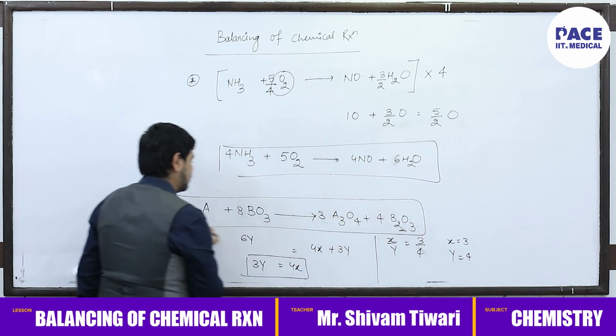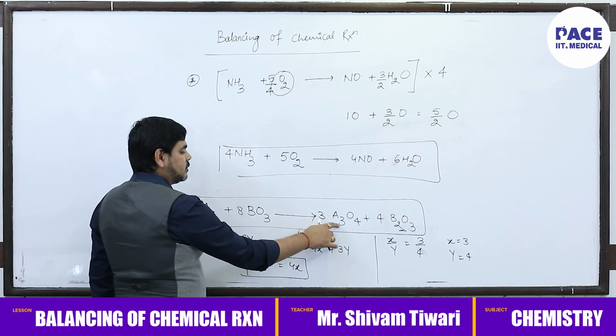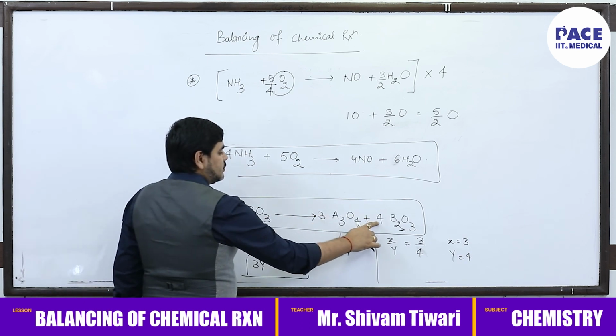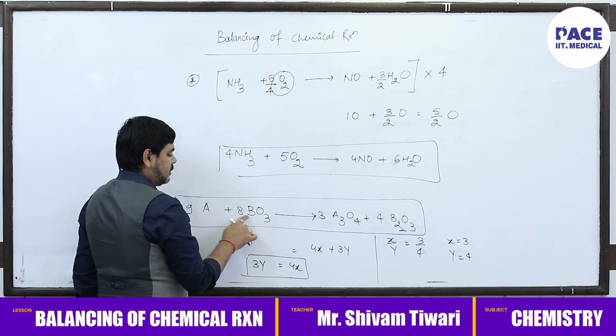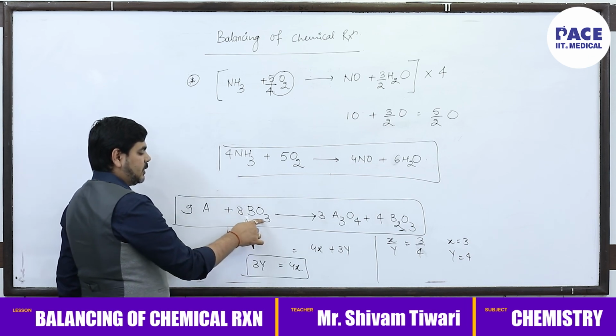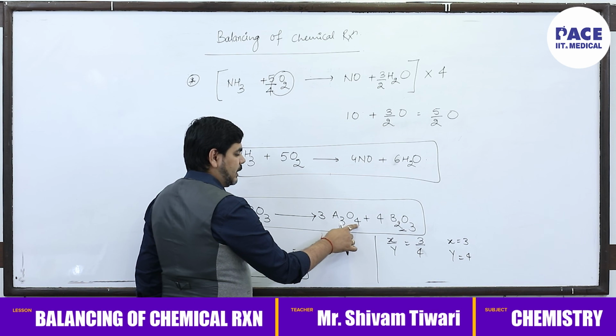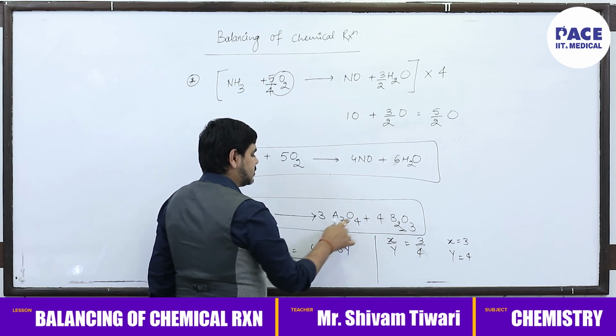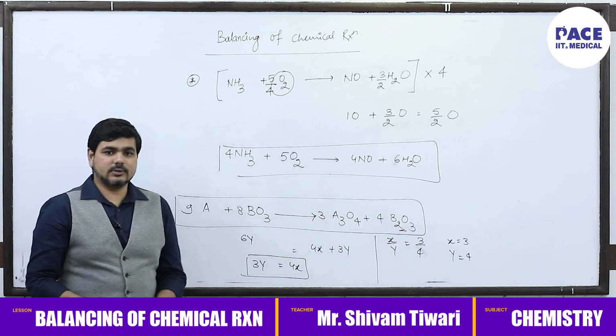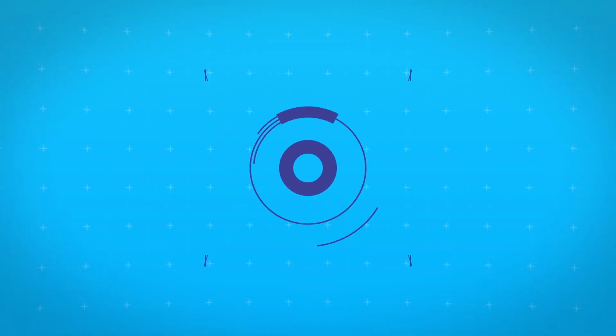So we are going to just cross check. 9A, 3 into 3, 9A, 4 into 2, 8B, so we can say 8B, 8 into 3, 24 oxygen. 3 into 4, 12, and 4 into 3, 12. 12 plus 12, 24. That's how this reaction is balanced.